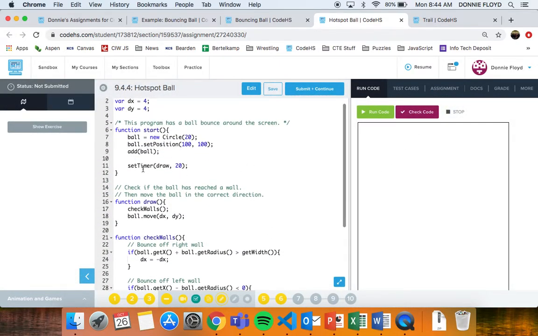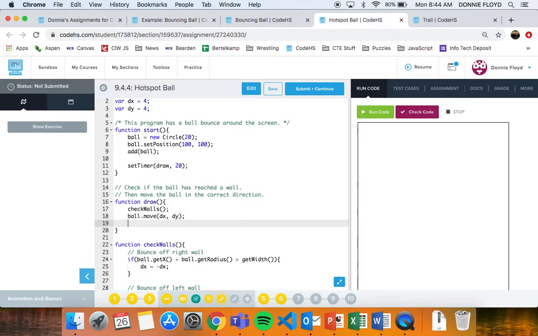So we still have our dx dy, we still have our timer. The only thing we need to do is when we come down here into draw, you have to keep your check walls, keep your move. We just need to call a function that sets the color based upon X location.